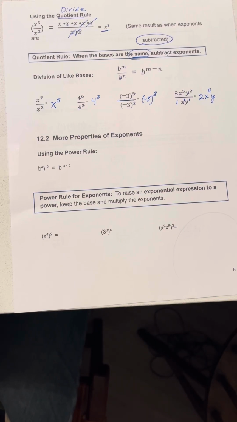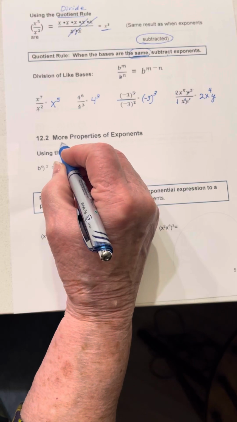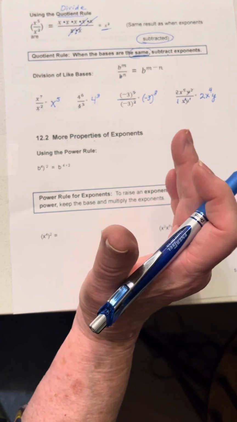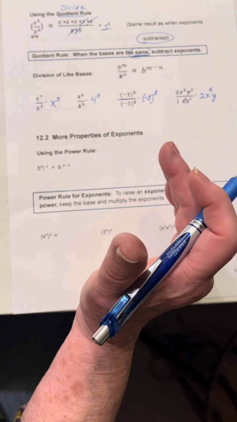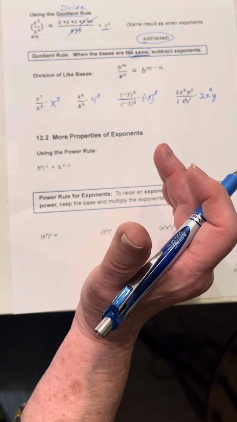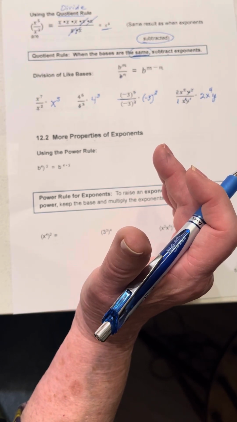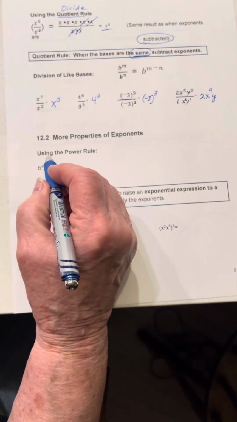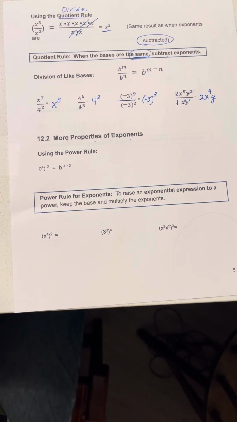Now we're ready for chapter 12, the second lesson. These are going to be some more properties of exponents. We've done multiplication and division of terms with like bases with exponents. Next, we're going to look at the power rule.